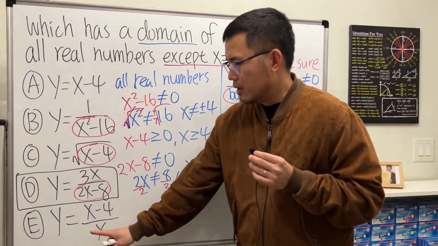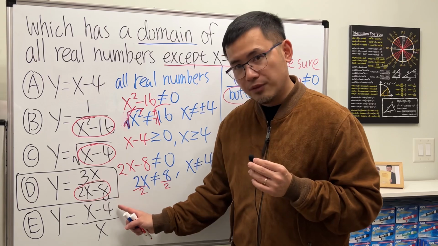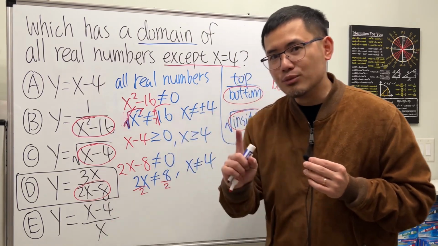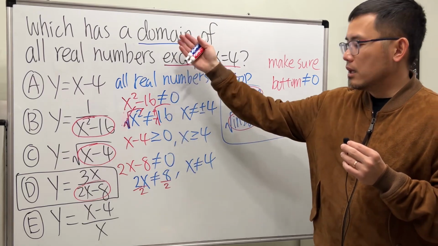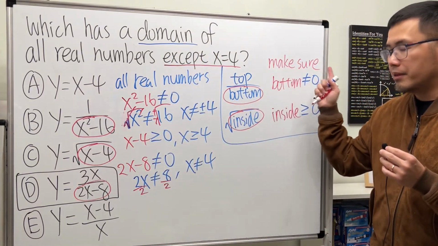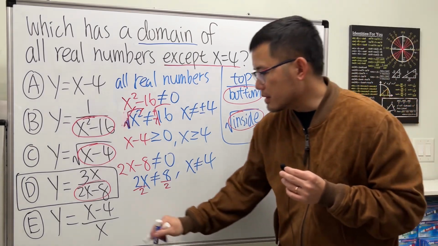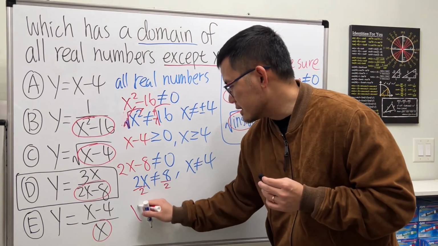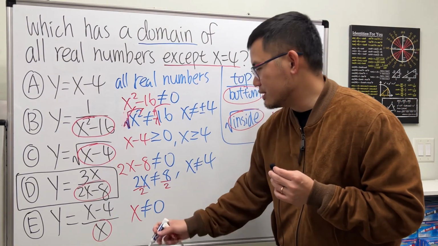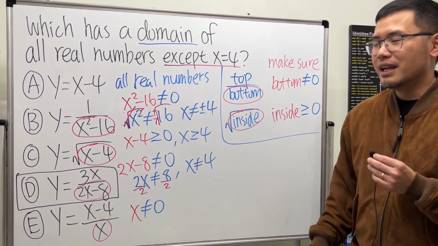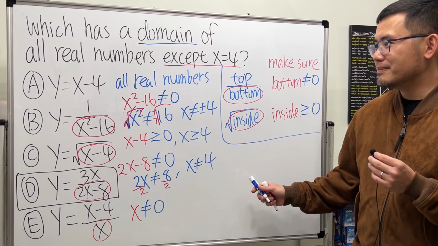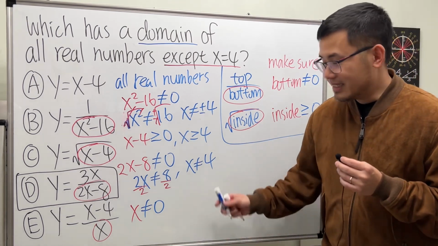Be careful though. For the last one, we have x minus 4 over x. We have to remember to set out the restriction to find the domain. For this situation, the bottom cannot be equal to 0. So this right here, x cannot be equal to 0. All right. So hopefully this right here helps. And yeah, that's it.